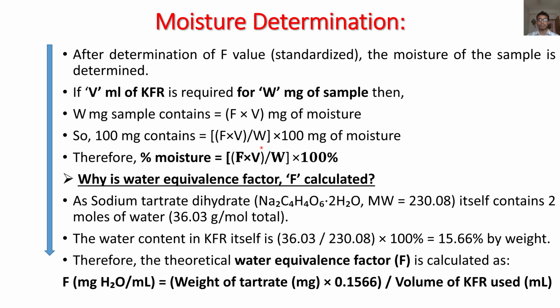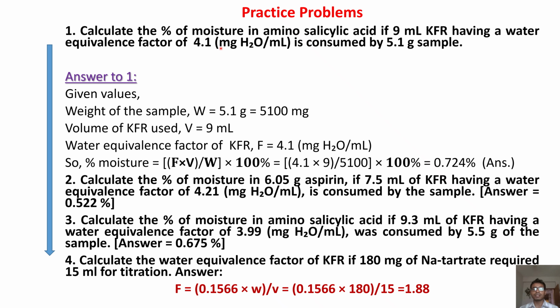For example, I will show you the math in upcoming slides. Calculate the percentage of moisture of aminosalicylic acid if 9 ml of KFR is consumed. So 9 ml is V. The water equivalence factor is 4.1. You can see the unit of the equivalence factor is milligram water per ml. Always remember this. It is consumed by 5 gram, 0.1 gram sample, that means 5100 milligram. So this is the W, this is the V, and this is the F.